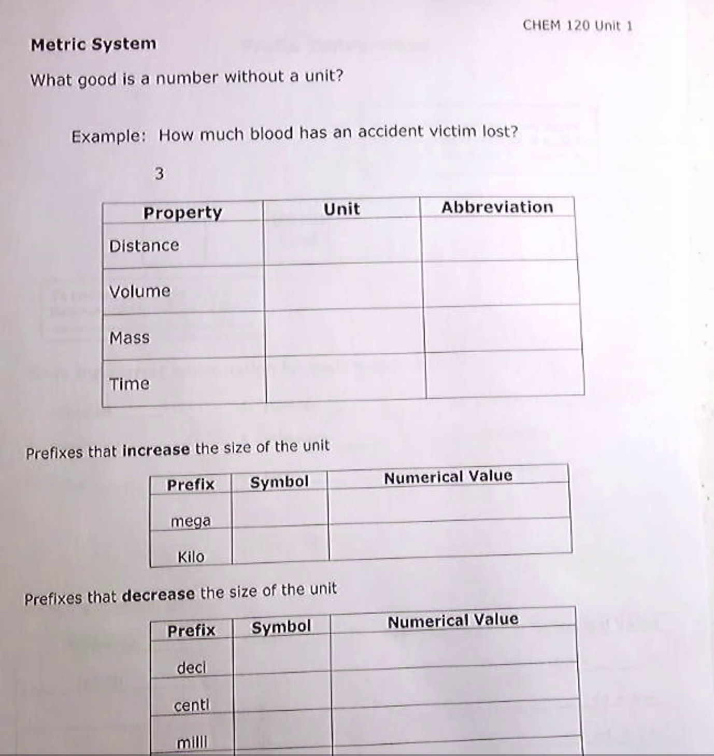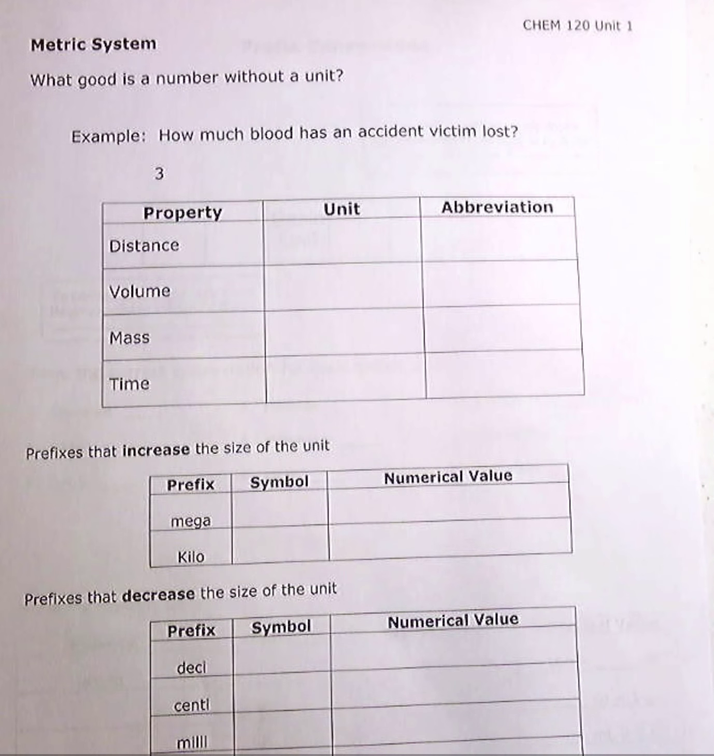Okay, continuing on in Unit 1, we're going to talk about the metric system. And it's really important to have a unit. So what good is a number without a unit? For instance, if you ask how much blood an accident victim has lost, and you say 3, it could be 3 drops, it could be 3 milliliters, it could be 3 liters. The difference that would be implied for this patient would be astounding. 3 drops of blood would be nothing. 3 liters of blood would be huge. So it's really important to put units on numbers.